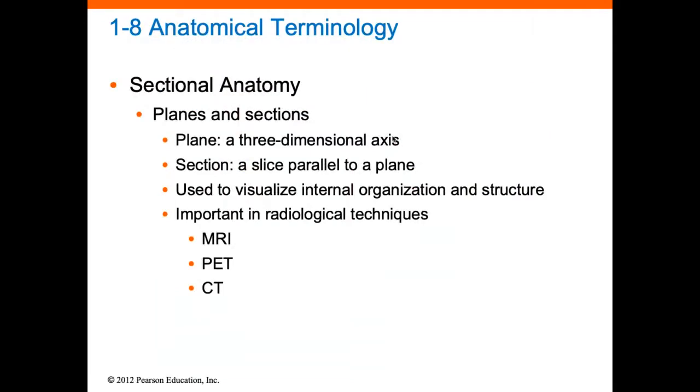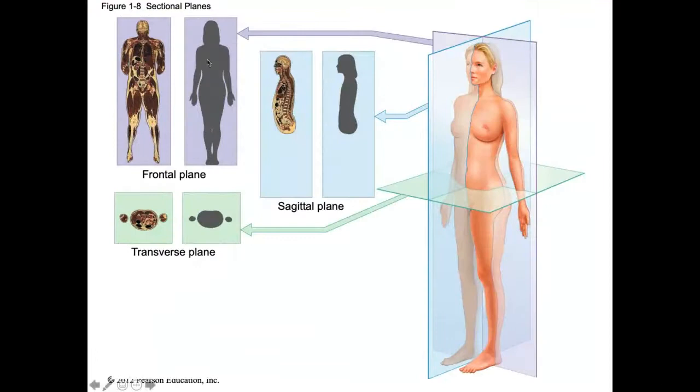Now let's look at planes. When we look at planes, we could divide the body. If we look at this image, we can look at a person from back to front, from the side view, and from bird's eye view, looking straight down into the body. So we could divide the body in several ways.